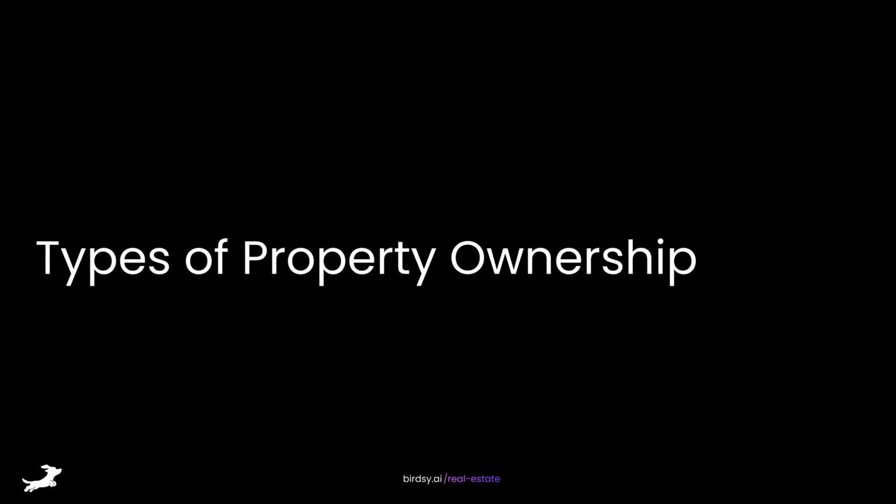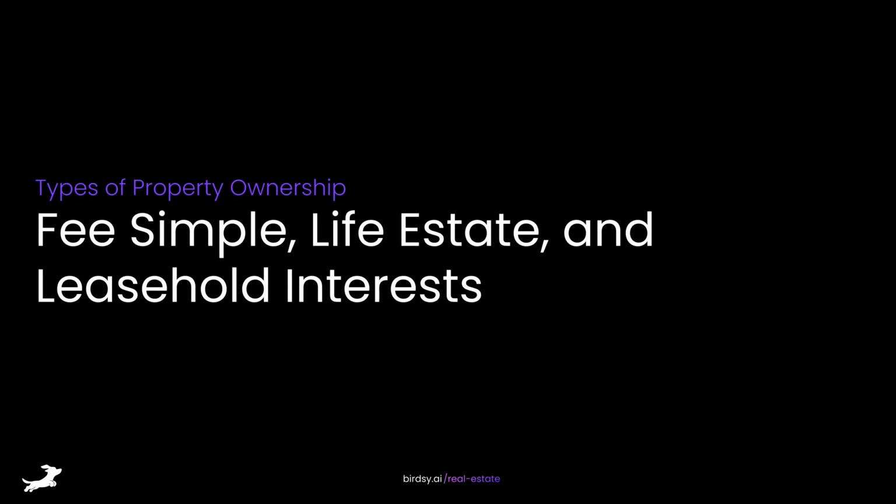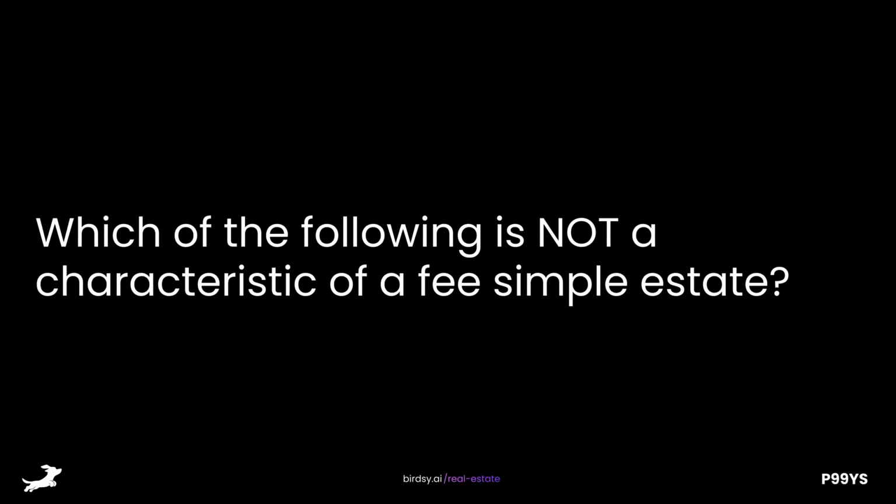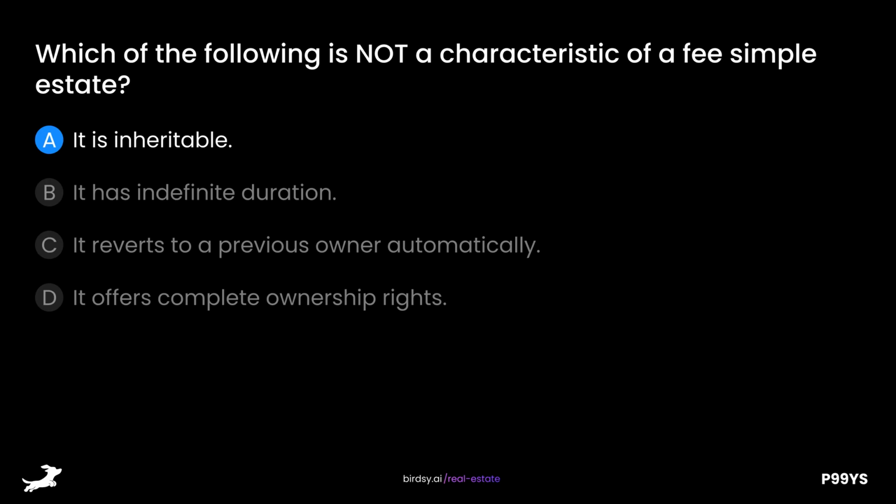Let's start with some questions on types of property ownership: fee simple, life estate, and leasehold interests. Which of the following is not a characteristic of a fee simple estate? Is it A, it is inheritable, B, it has indefinite duration, C, it reverts to a previous owner automatically, or D, it offers complete ownership rights? The answer is C, it reverts to a previous owner automatically.